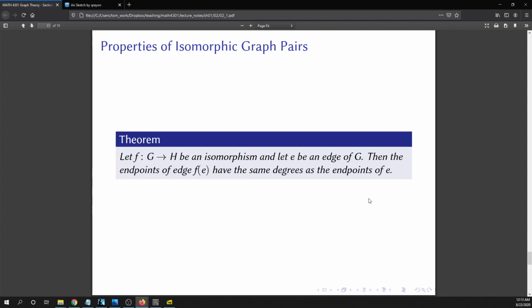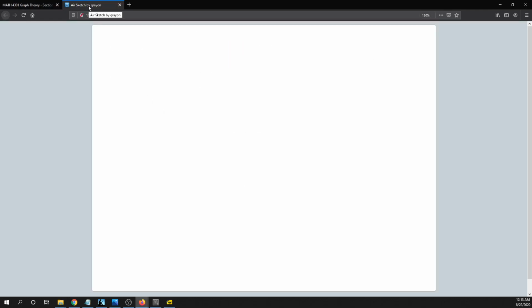All right, as a corollary of that, we have this theorem that says let f from G to H be an isomorphism and let E be an edge of G. Then the endpoints of edge f of E have the same degrees as the endpoints of E. All right, so let's say I have some edge E in G, and let's say these vertices are called U and V. And let's say the degree of U is 5. Let's say the degree of V is 3.